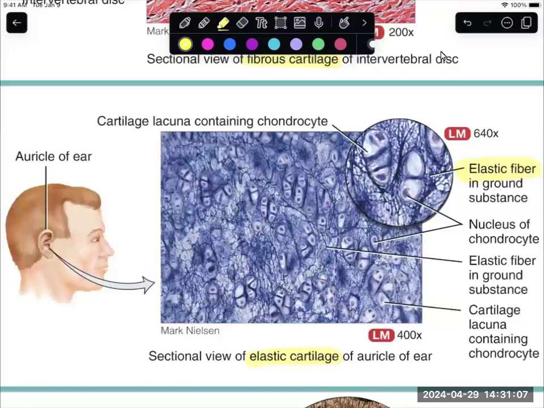We still have these chondrocytes through here. You can see this large group of cells sitting in those lacunae. These large groups of cells found through here are still here, but the ground substance around them is just all these elastic fibers. That's where we get that elastic cartilage from.